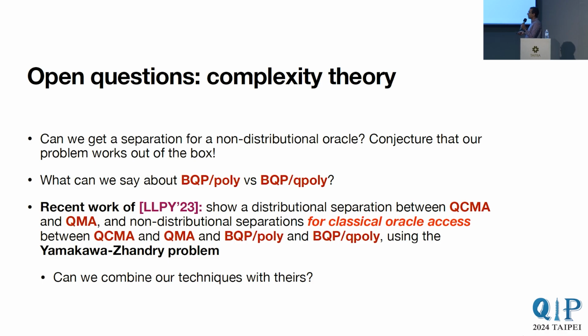a bunch of cool results. They recovered our result, but with a simpler proof. They also showed non-distributional separations between QMA and QCMA and BQP/poly and BQP/QPoly, but with a different catch. Their catch is that the oracle could only be accessed classically. You can't query it in superposition. This is based on the Yamakawa-Zhandry problem, so that's a new technique. And so a nice question is, can we combine these ideas? So that's it, and thanks for listening.